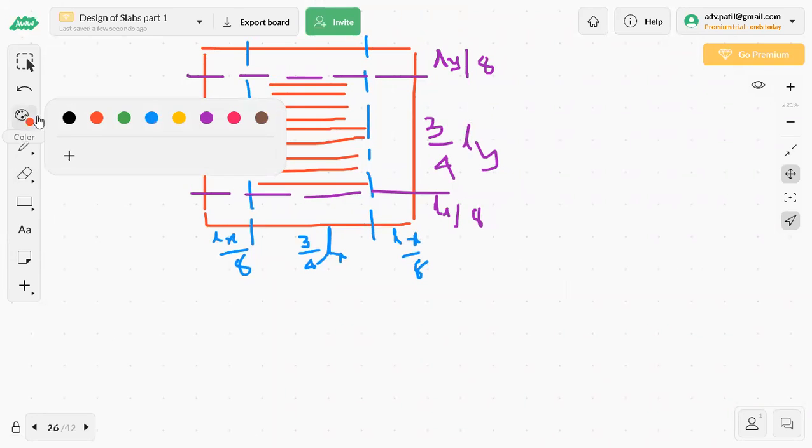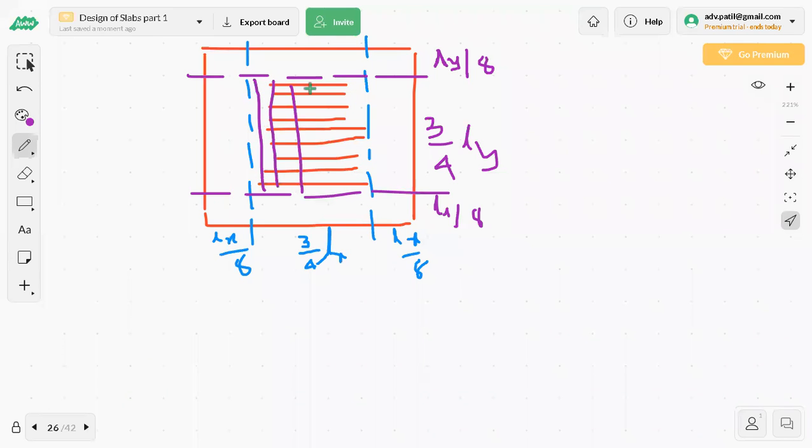Now, 8 mm at 190. 8 mm at 190, you can see this. So in the middle strip only, I am going to provide. These are all 8 mm at 190.